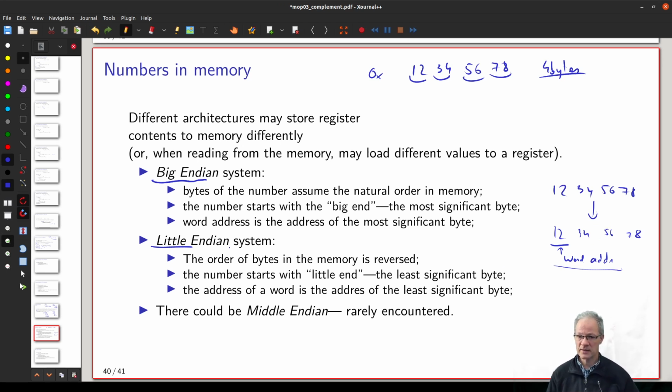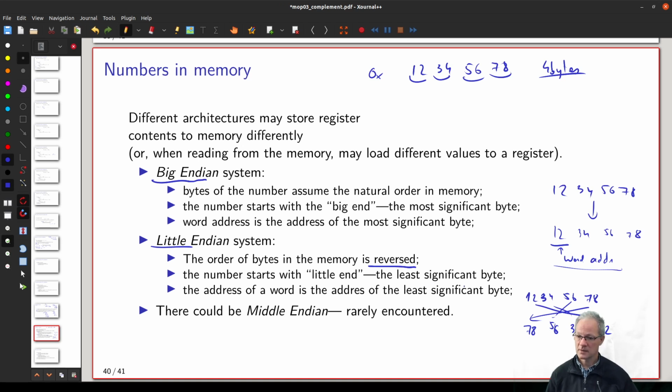Now, in contrast, for the little endian system, the order of bytes is reversed. So if we have 1, 2, 3, 4, 5, 6, 7, 8, then it's going to be reversed. We're going to start with the 7, 8 in the first address. Then we're going to have 5, 6, then 3, 4, and then 1, 2. And guess what? This is most likely how your computer is doing it, if you are using a computer based on x86.